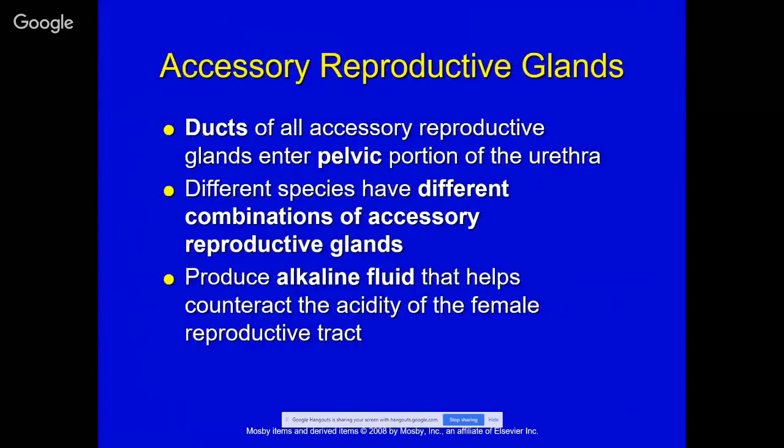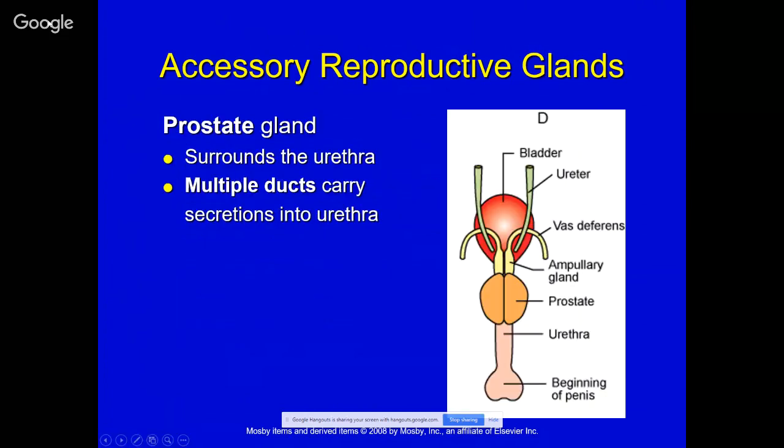Accessory reproductive glands. Ducts of all of these accessory reproductive glands enter the pelvic portion of the urethra, and different species have a different combination of accessory reproductive glands. They produce an alkaline fluid that helps counteract or buffer the acidity of the female reproductive tract, keeping the sperm alive. The prostate gland is one of these accessory reproductive glands.